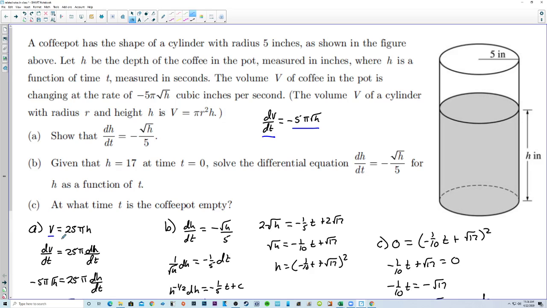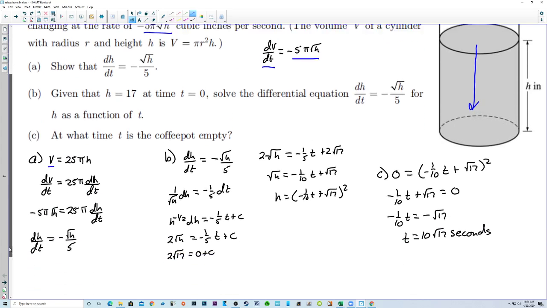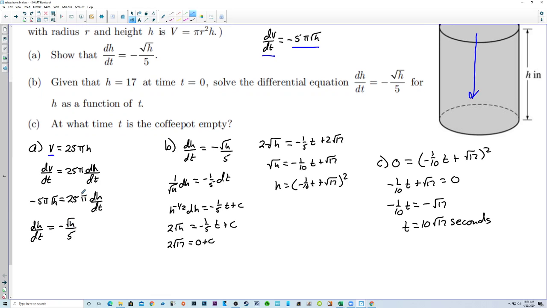Well, here is the volume, and we can plug 5 in right away because the radius is not going to change. As the volume goes down, the radius stays the same, as opposed to a cone, where as the volume drops, the radius of the cone is going to change. So we wouldn't be able to plug values in right away for a cone, but for a cylinder we can. Let's take the derivative of this. The dV/dt is 25π times the derivative of h, which is just dh/dt in this case. Now they tell us what dV/dt is, so we'll plug that in. And then we just divide by 25π, and we get negative square root of h over 5.